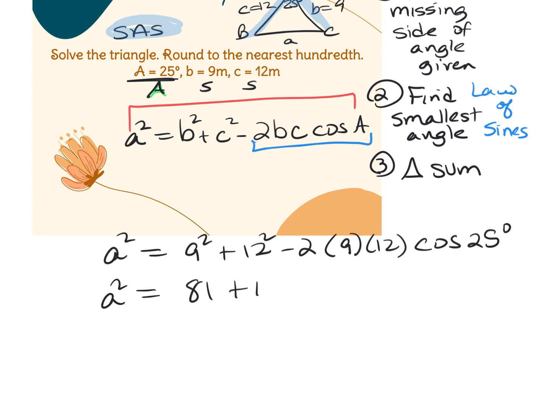9 squared, 81, 12 squared, 144. And then if I multiply just these three, this is going to give me negative 216 times the cosine of 25. Now, the big mistake I see is students think that they can add and subtract those numbers and then do the cosine 25.